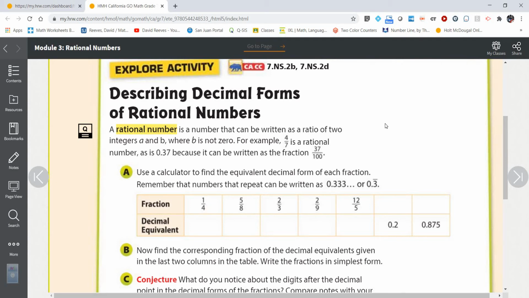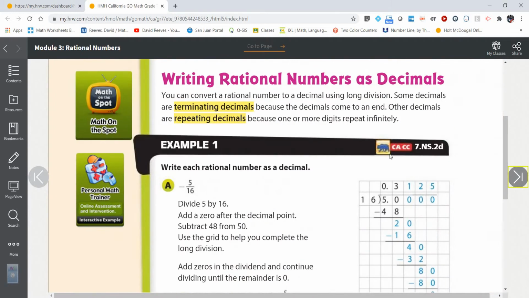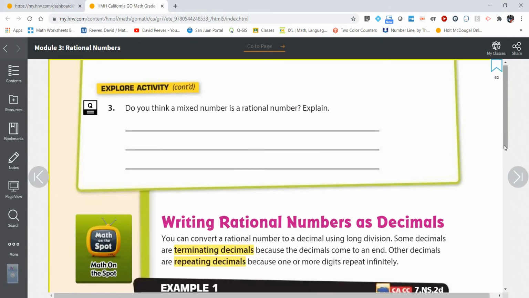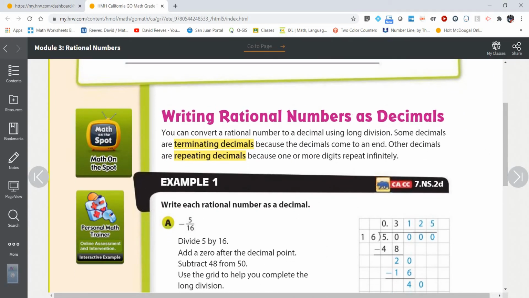All right? So every number that is a fraction with an integer in the numerator and the denominator is rational, and every single one of those fractions can be converted to a decimal. And those decimals will either terminate or they will go on forever. And if they go on forever, they will either repeat or not repeat a pattern. So terminate means to end, and non-terminating means not ending.